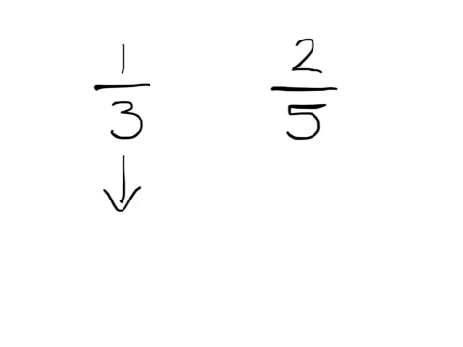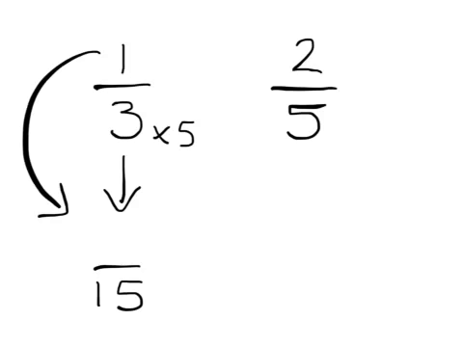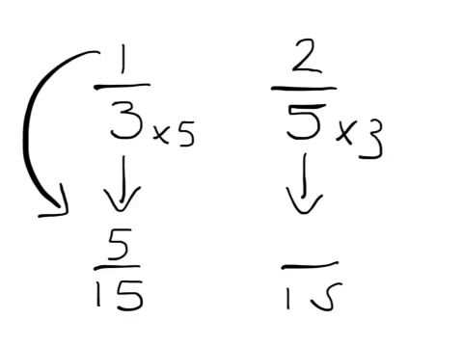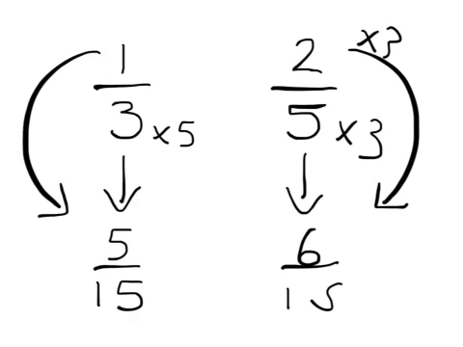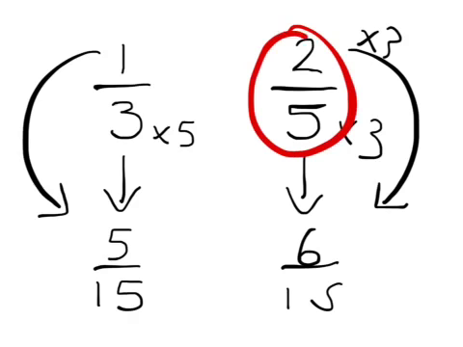So converting 1/3 into 15ths, we're going to have to multiply the denominator by 5, therefore we need to multiply the numerator by 5. For 2/5, we're going to have to multiply the denominator by 3 to get to 15ths, therefore we multiply the numerator by 3, so we've got 6/15ths. And that proves then that the larger of the two fractions was 2/5, because that equates to 6/15ths as opposed to 1/3 that was 5/15ths.